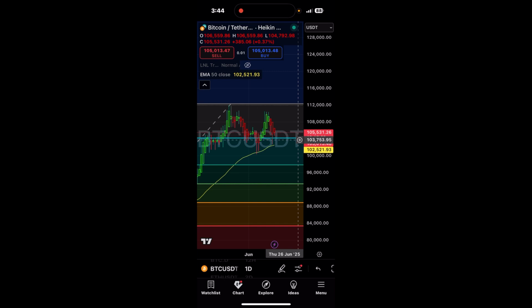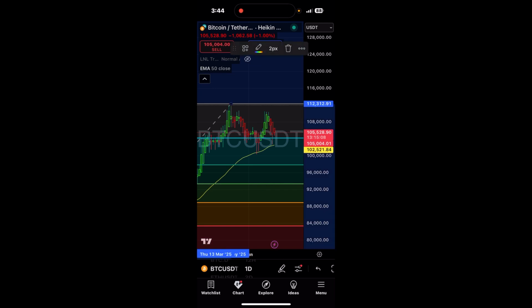Now, if it breaks this 104,000, it'll go down further. The next level of support, where it could catch a bounce, would be right here. So this level would be your next bounce zone. This is just looking at it on the daily.